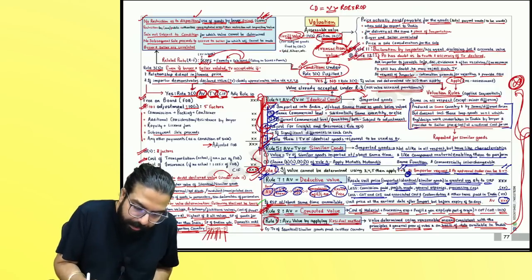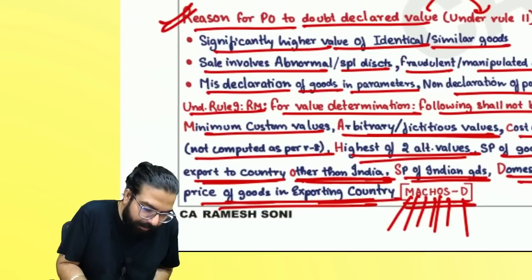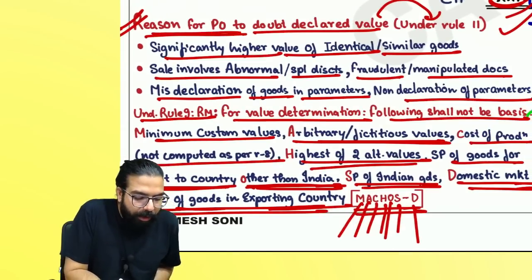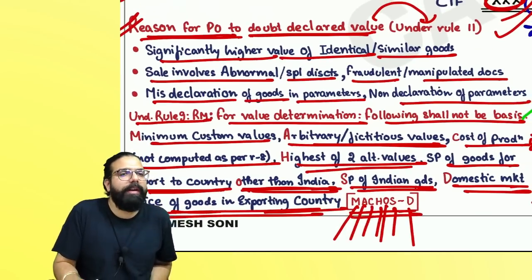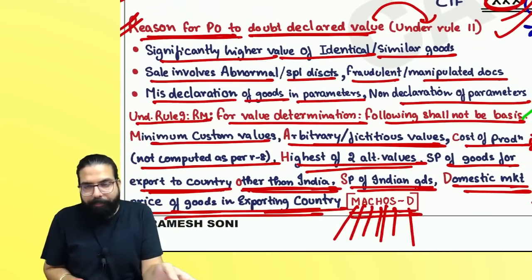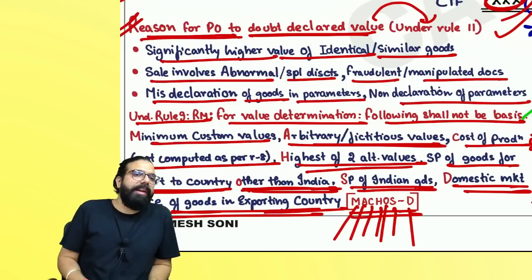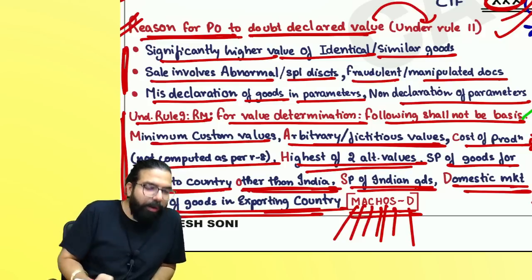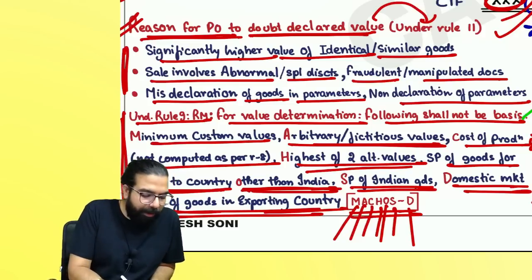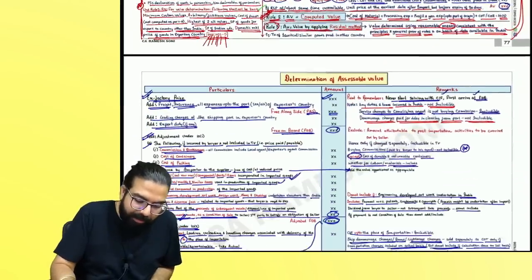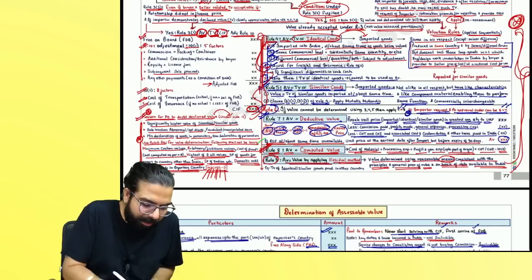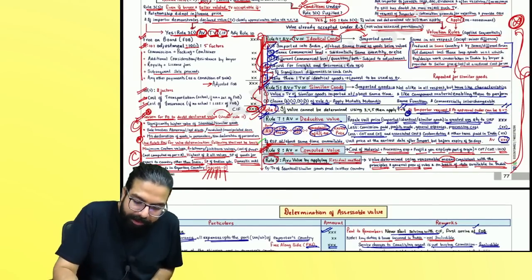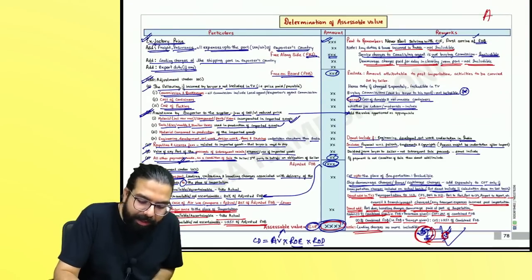Now, sir, if you see over here, what are the reasons for the proper officer to doubt the value which was declared under rule number 11? Can I go ahead, everyone? The value which you declared under rule number 11, when can the officer doubt it? Those points are important. Residual method, what is not reasonable means, this point also can be important. Please take care of it. A small question can be asked. C graded, B graded question, actually a C graded question can come. This paragraph is a B graded paragraph. But this chart which is there is A graded, everyone.